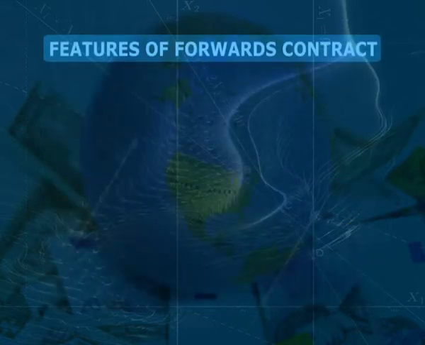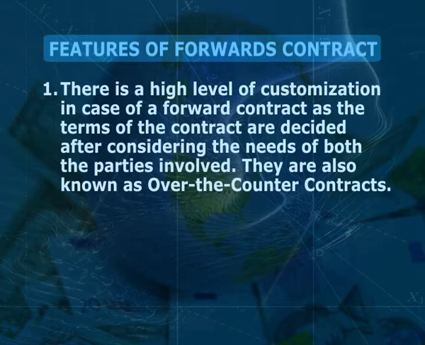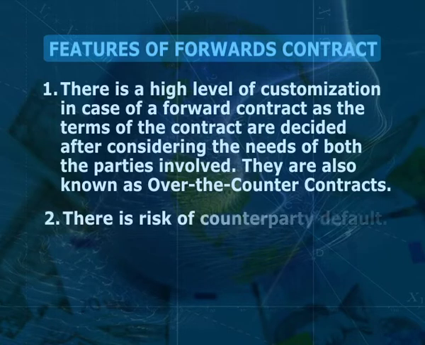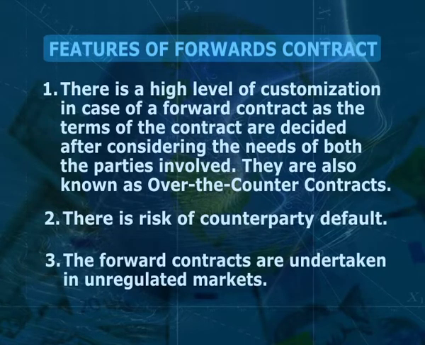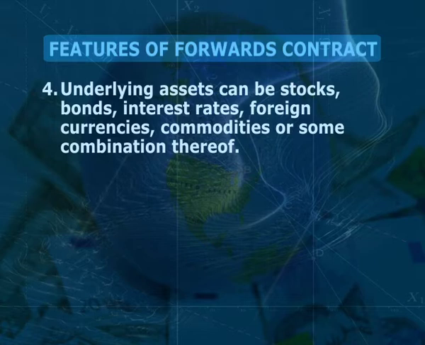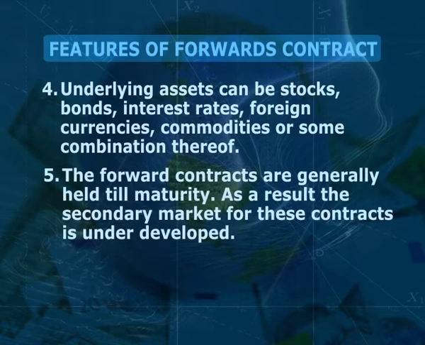Features of forwards contract: there is a high level of customization in case of a forward contract, as the terms of the contract are decided after considering the needs of both the parties involved. They are also known as the over-the-counter contracts. There is a risk of counterparty default. The forward contracts are undertaken in unregulated markets. Underlying assets can be stocks, bonds, interest rate, foreign currencies, commodities or some combination thereof. The forward contracts are generally held till maturity. As a result, the secondary market for these contracts is underdeveloped.